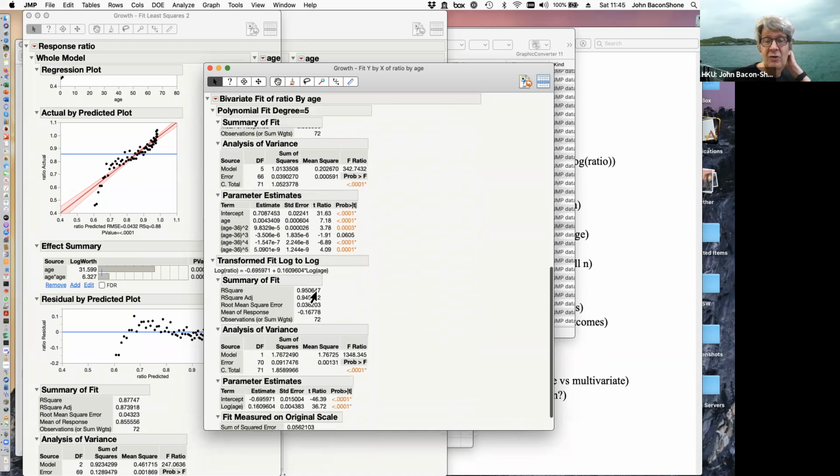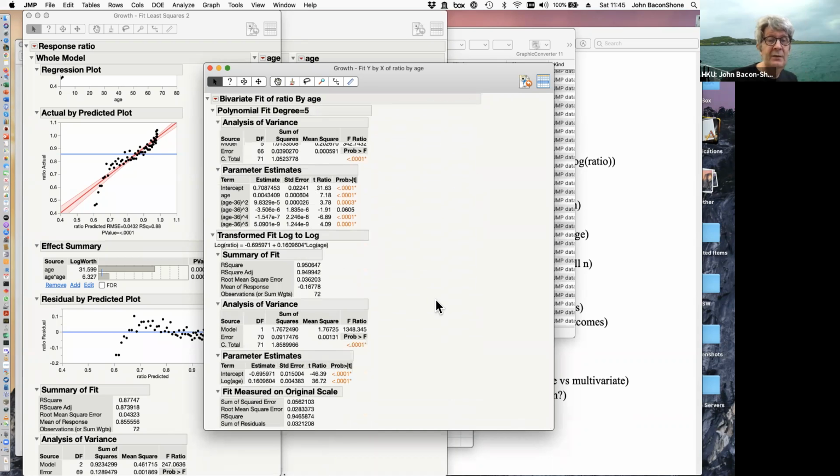The advantage of the log-log transform is that we can interpret this biologically as an exponential growth relationship. And the adjusted R squared is almost as good as the best one we could find with a polynomial. In fact, it's about the same as the fourth order polynomial, not quite as good as the fifth order polynomial. But this one is now very easy to explain.